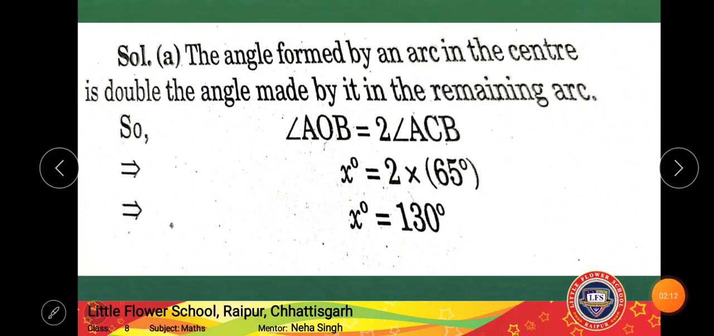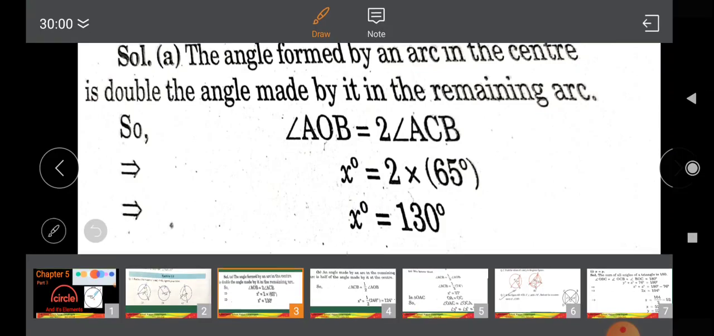So 65 into 2, x is 130 degrees, right? Just a one-step question. You need to write the statement. You should know all these properties of a circle, and if you are familiar with them, we can easily solve the questions. Okay, so the x value is 130 degrees. Now moving on to the second question.